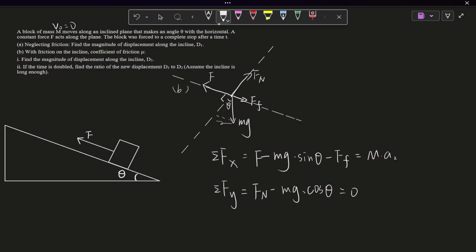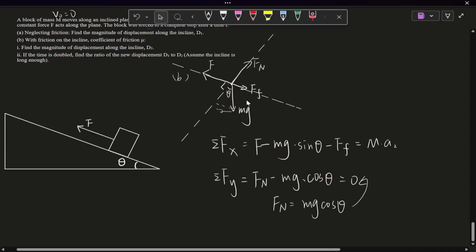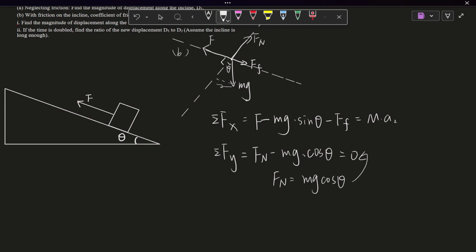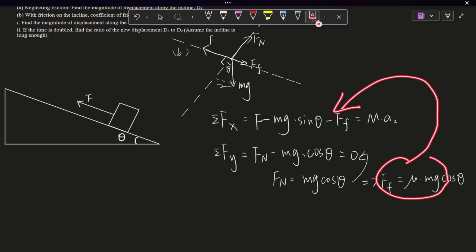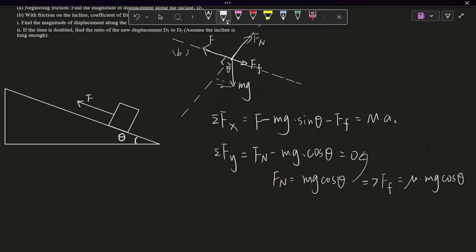We can easily get Fn is equal to mg cosine theta from this expression, and we can then easily get Ff is equal to mu times mg cosine theta. Now we already figured out Ff, so let's plug it back into the x direction.